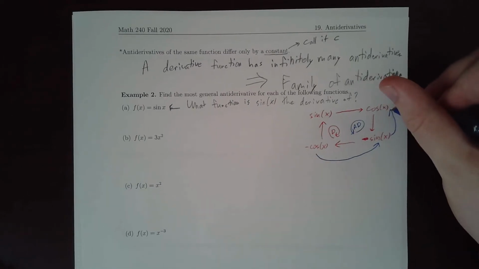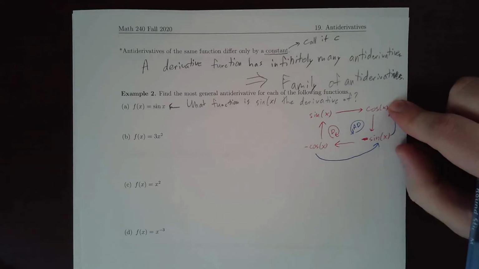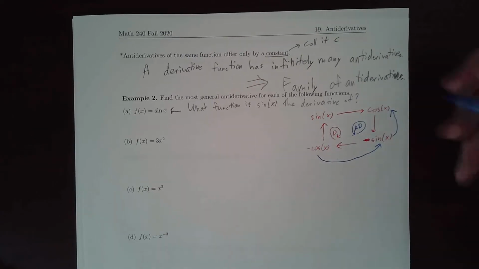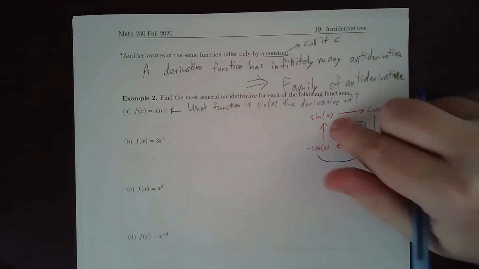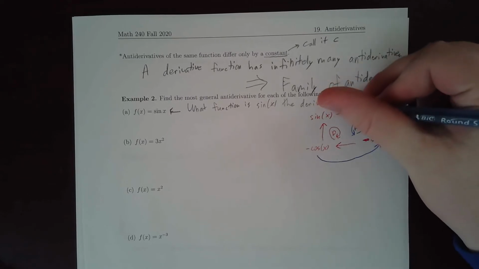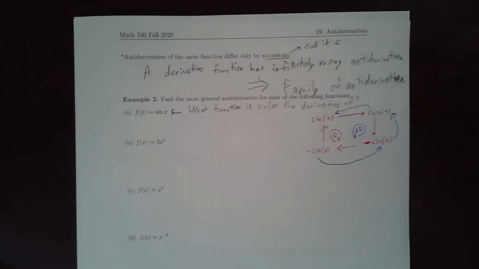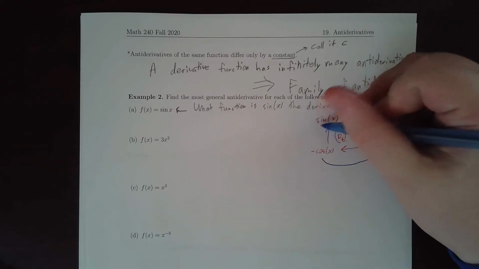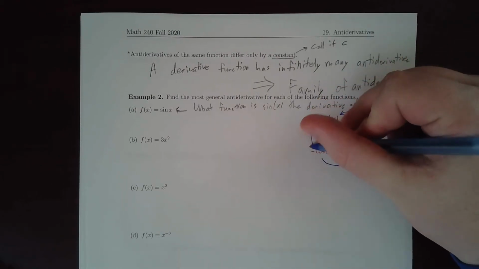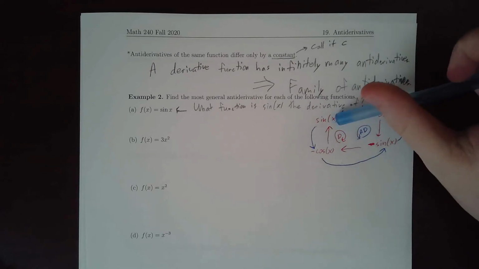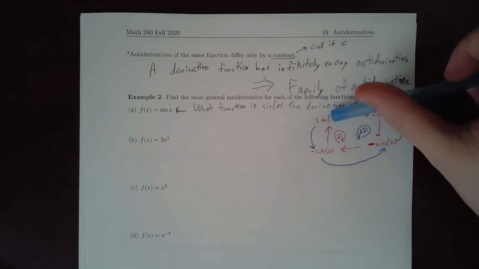Cosine is the antiderivative of negative sine, because the derivative of cosine is negative sine. Sine is the antiderivative of cosine, because the derivative of sine is cosine. And last but not least, the antiderivative of sine is negative cosine, because the derivative of negative cosine is sine.